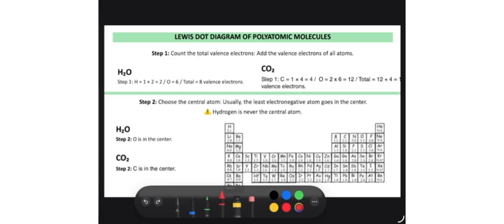Now to draw a polyatomic molecule, it's a little different because it follows 5 steps. I will talk about each step, and I will give you 2 examples, which are H2O and CO2. Step 1, you should count the total valence electrons of the molecule that you have. For example, for H2O, hydrogen has only 1 valence electron, oxygen has 6. We have 2 hydrogens, so 1 times 2 equals 2, plus 6. The total valence electrons is 8.